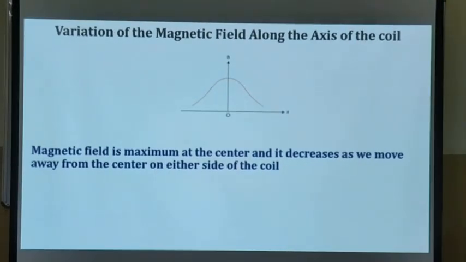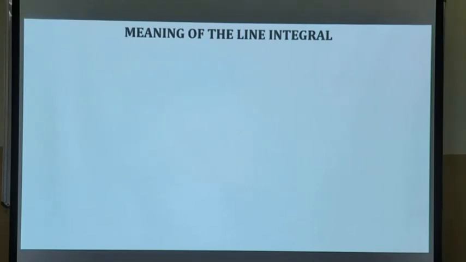And what is that maximum magnetic field? Is it not B max equal to mu naught I by 2R, my friends? This has already been derived in my previous session. So I hope this particular discussion is clear. Now let's move ahead without much ado. We'll discuss the next part, that is the meaning of line integral.